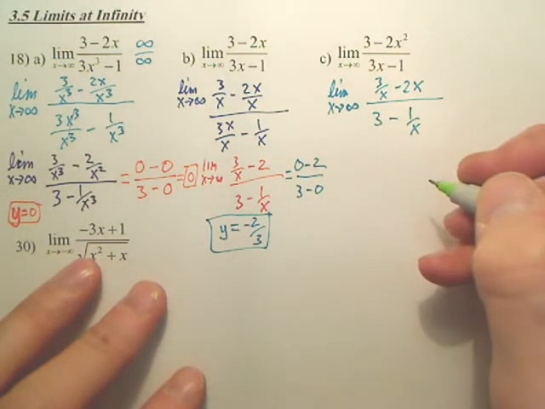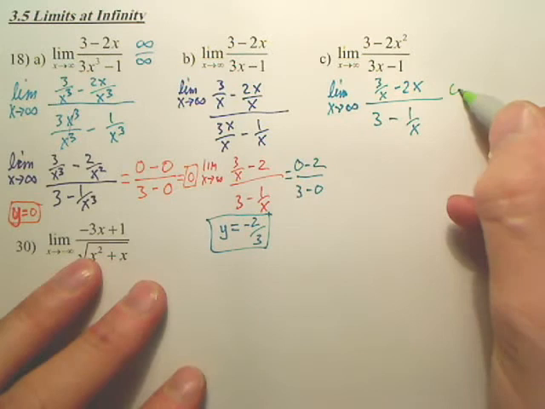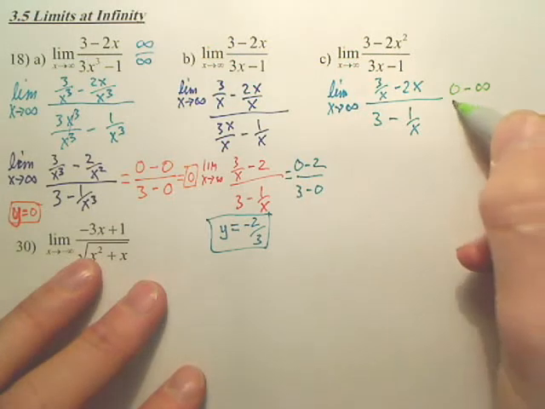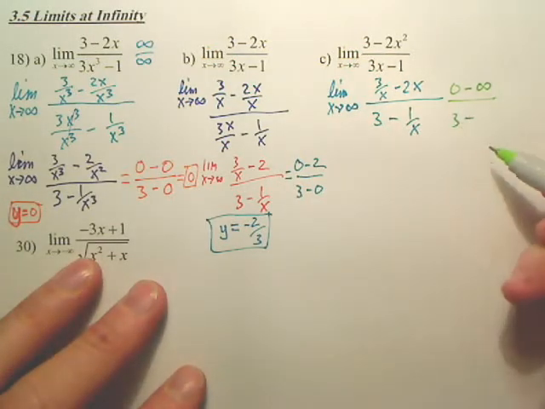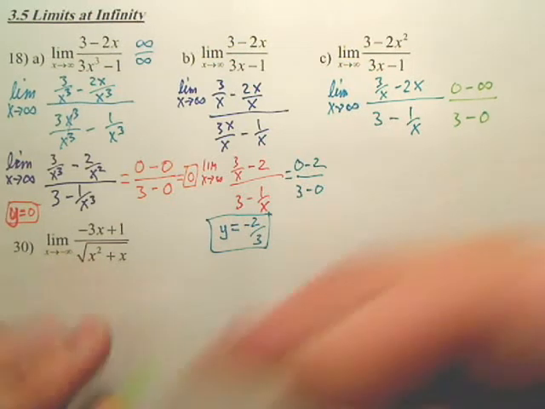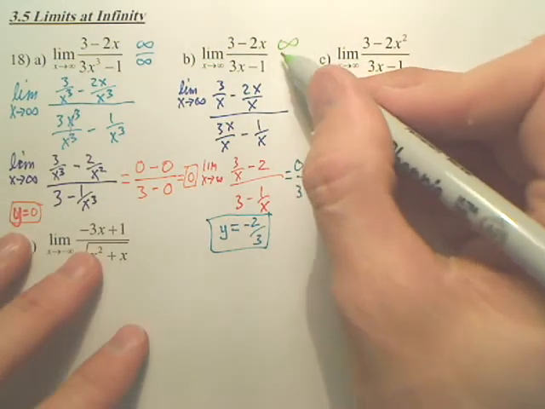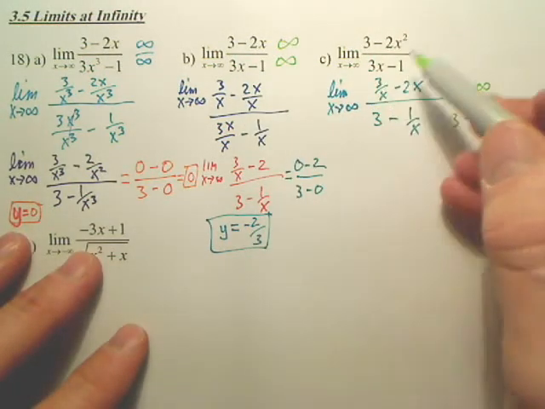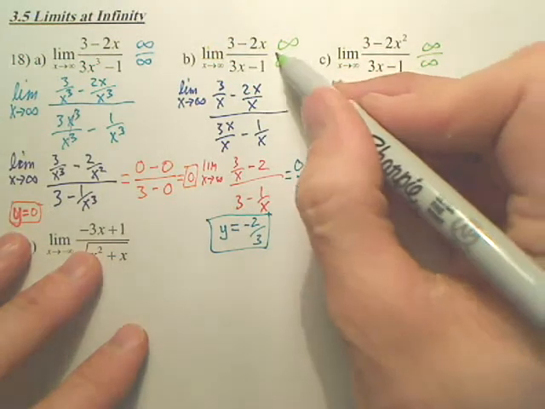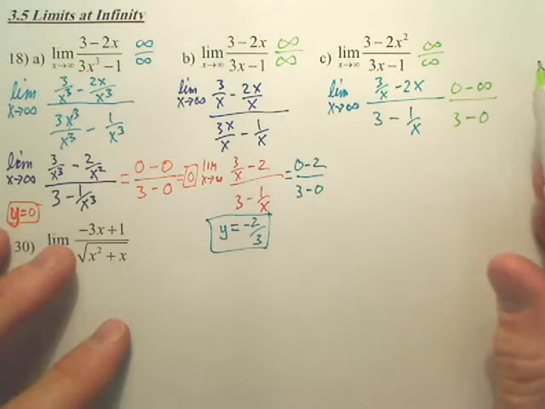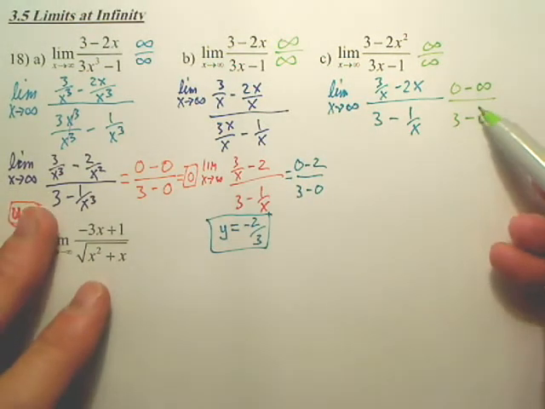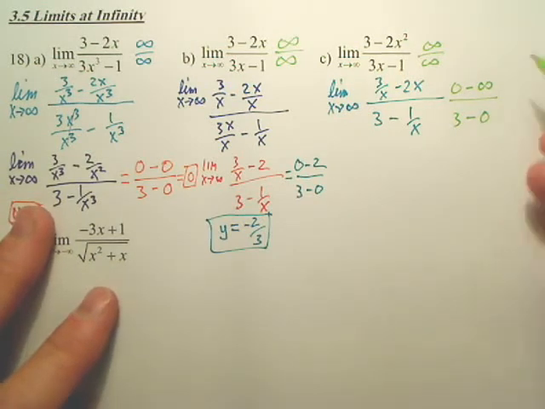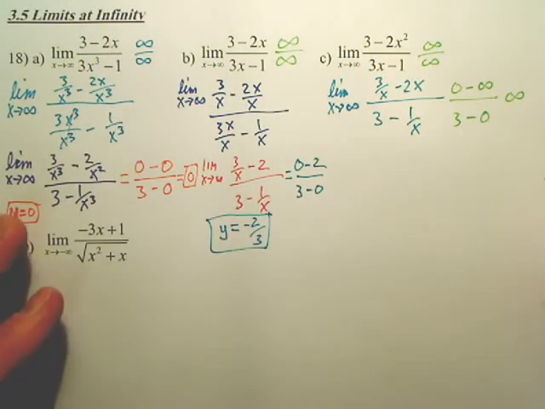Plug in infinity. When you plug in infinity, what do you get here? Well, that's 0 minus, what's 2 times infinity? That's infinity. And that's 3 minus what? 0. Oh, by the way, the last one was infinity over infinity to begin with. Were you okay with that? Forgot to check that. Sorry, you're supposed to check that first. Just make sure it's infinity over infinity. Now, is this still infinity over infinity? No. What's my answer? It's just infinity. Infinity over 3, which the infinity beats out the 3.